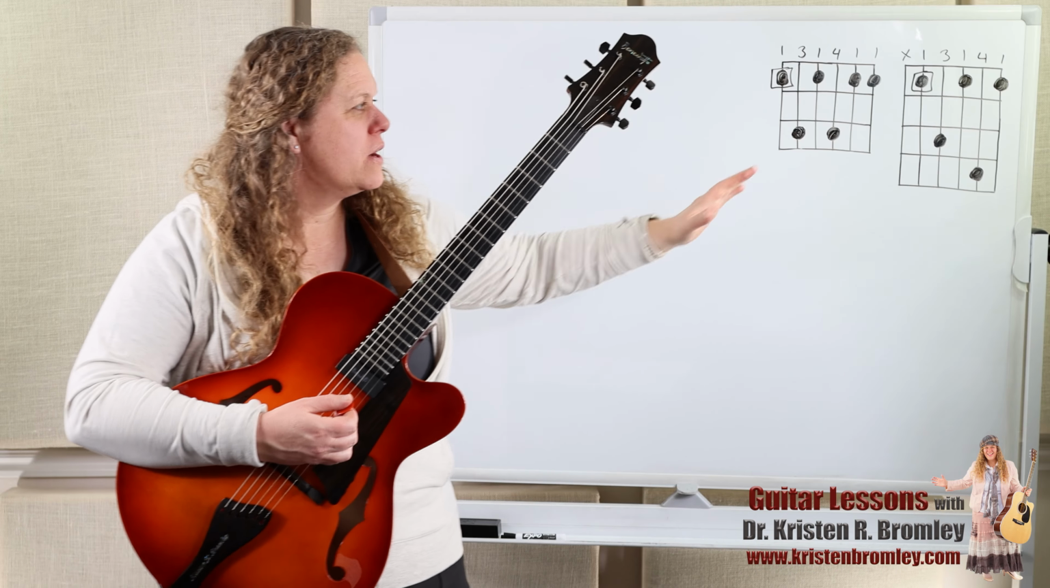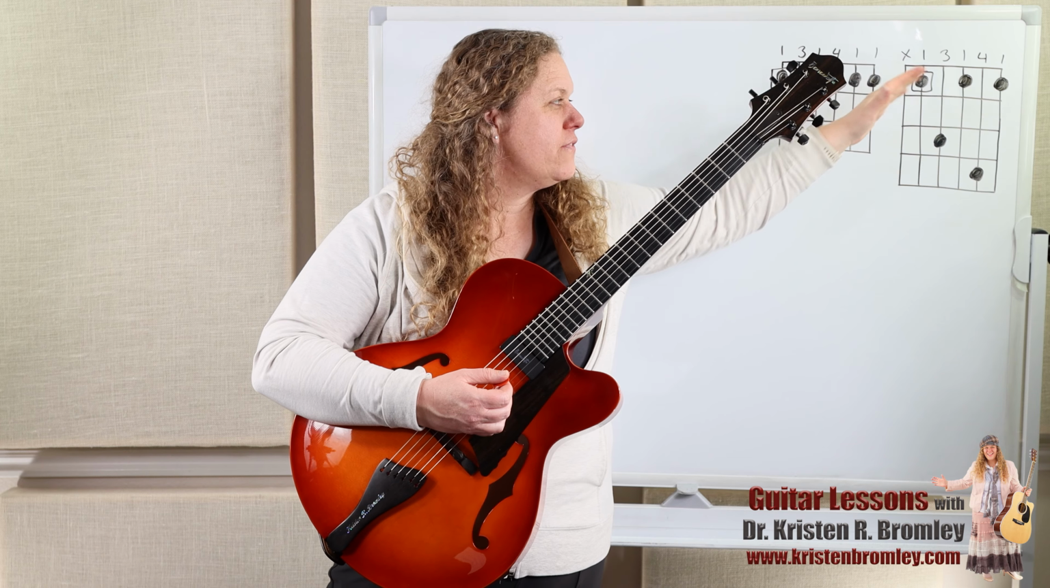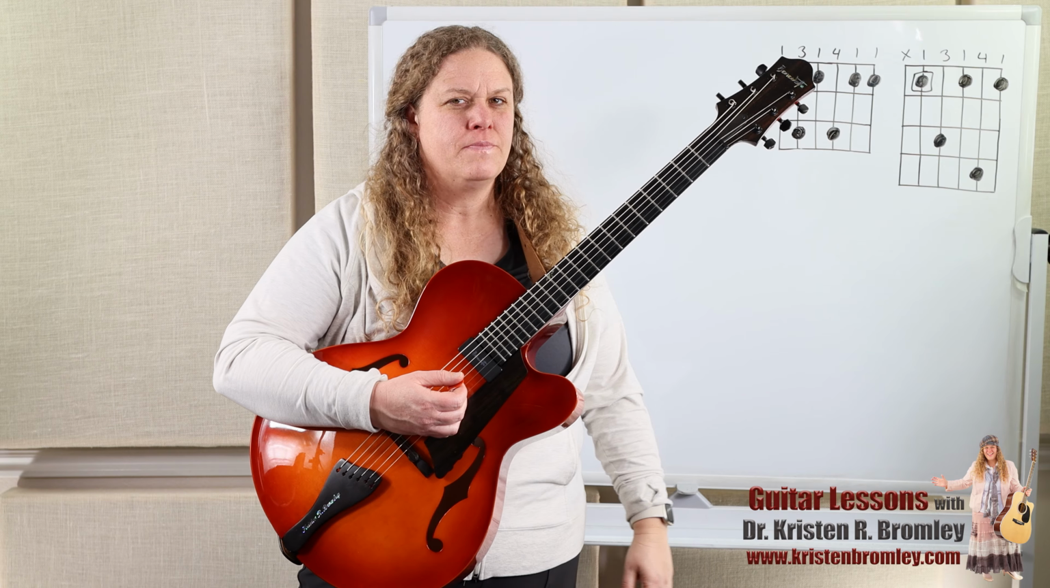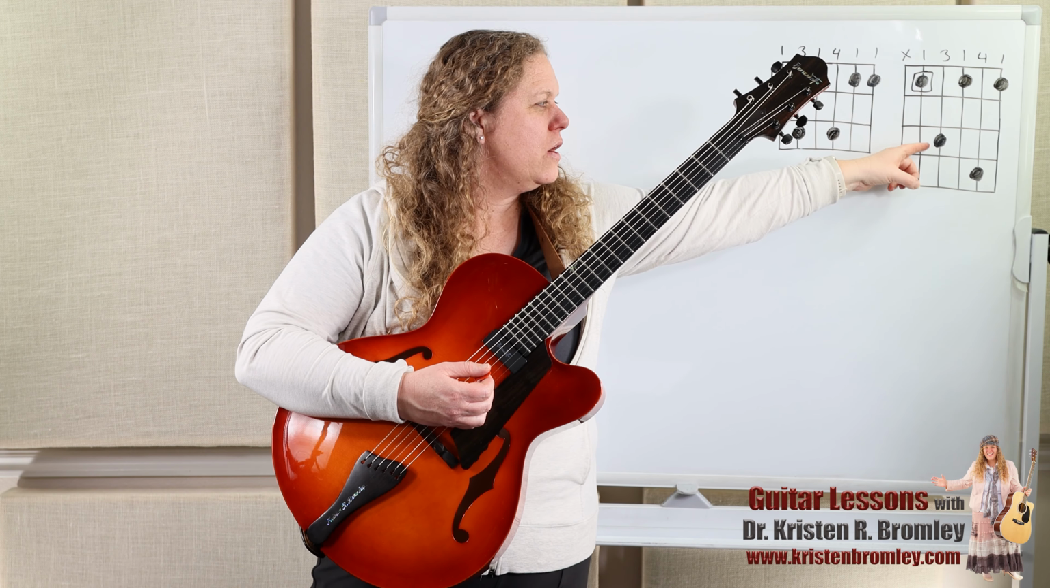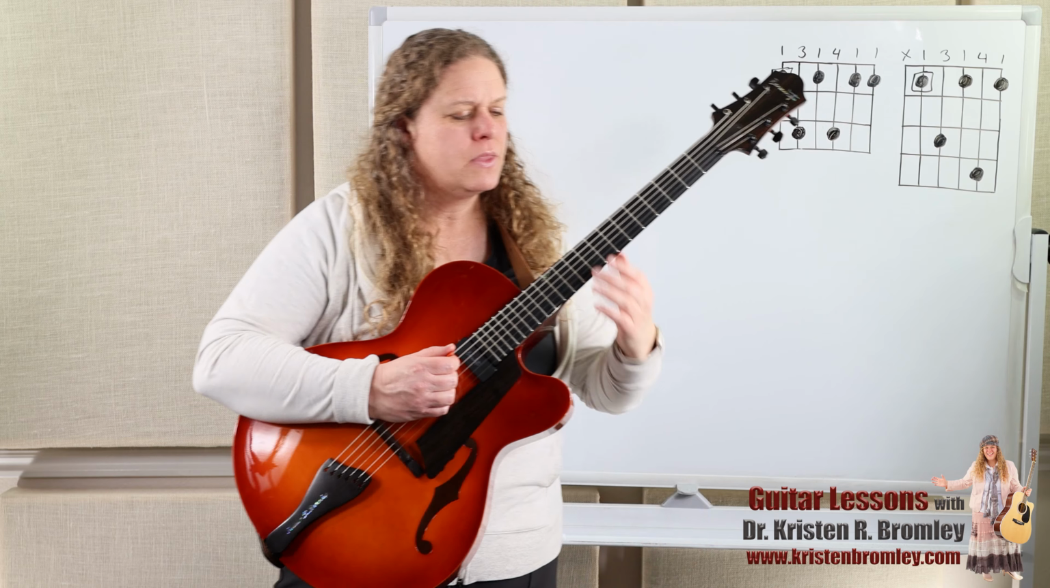And then barring at the 7th fret across the top 5 strings and muting that low 6th string, and then 2 frets higher on the 4th string with our ring finger and 3 frets higher on the 2nd string with our pinky, we get E7sus4.